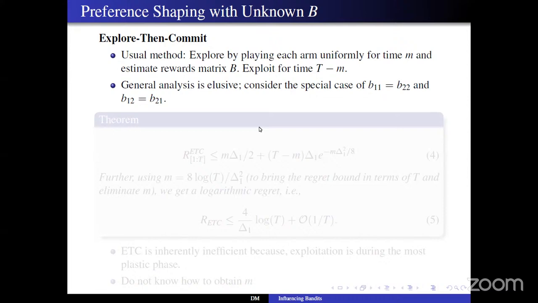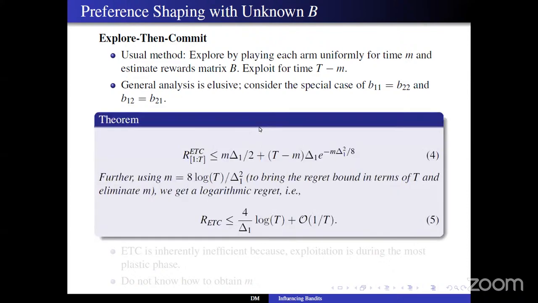We are not able to give you a general picture, but if you take a special case, where the left diagonal elements are the same and the right diagonal elements are the same, then we can actually show that the regret, as I defined earlier, is logarithmic using this method. Mind you that m depends on t and so on. We don't really have a strong relationship to determine m, so if you give me an m, I tell you what. It is inherently inefficient because exploitation is during the most plastic phase. We don't know how to obtain it. So this is an open question, if any of you are interested.